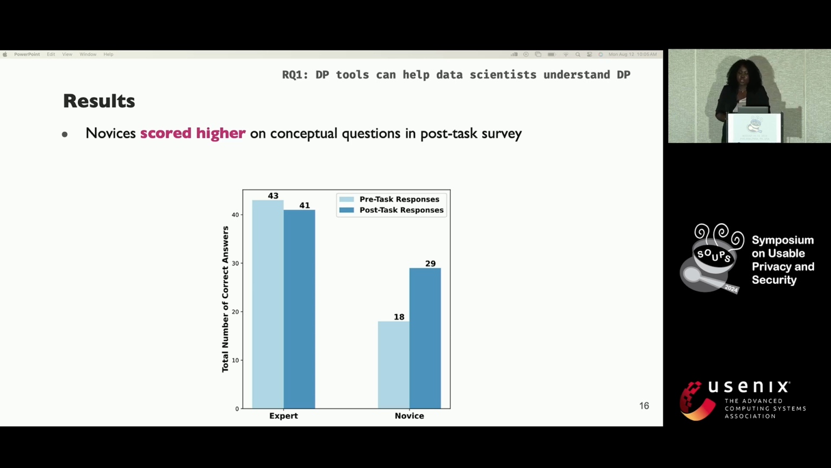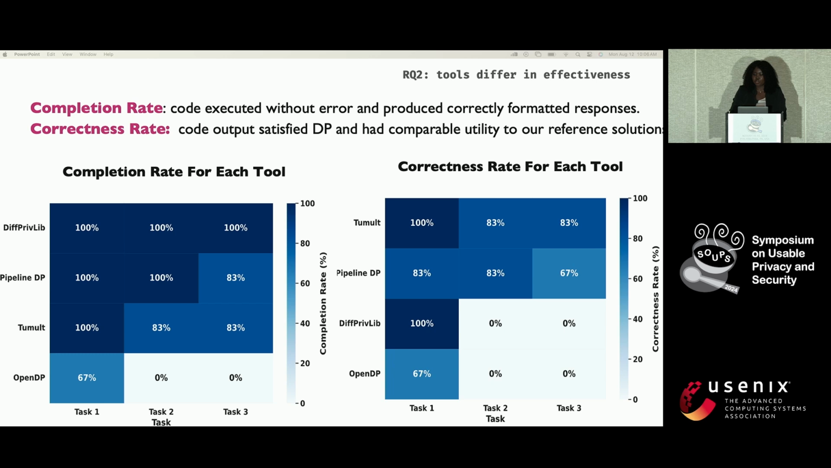For research question 1, the results showed that novices were able to improve their conceptual knowledge of DP after performing the task, but not so much for experts. The total number of correct responses from novices moved from 18 to 29. For research question 2, we wanted to understand how effectively participants could complete the tasks assigned to them using the different tools. On the screen, we have 2 heat maps. The first one shows the overall completion rate for each of the 3 usability tasks and tools, and the second one shows the correctness rate.